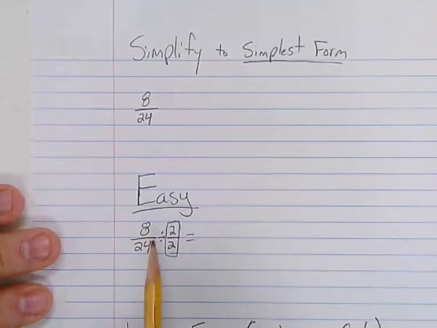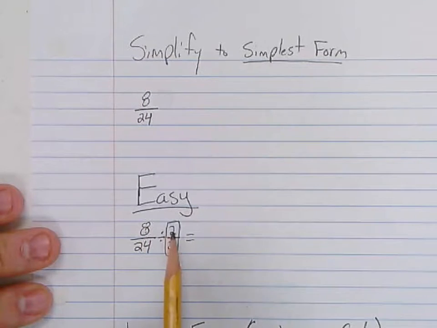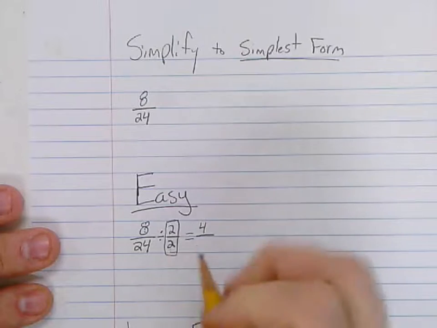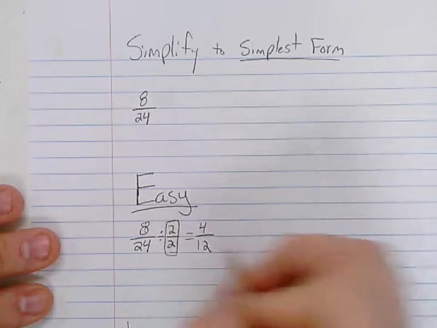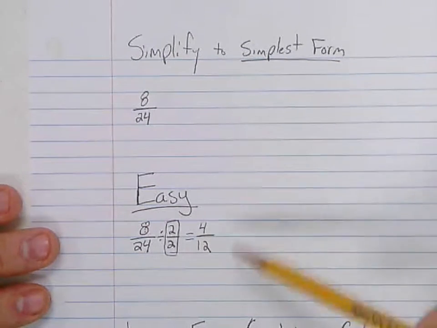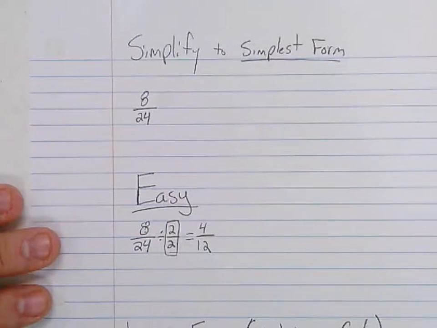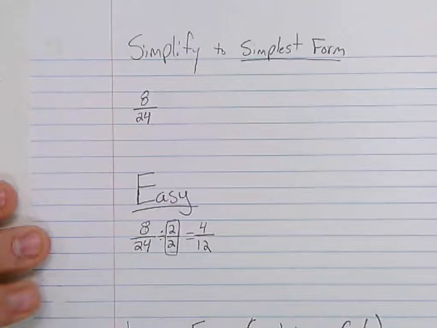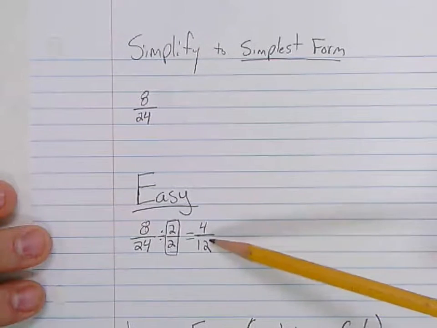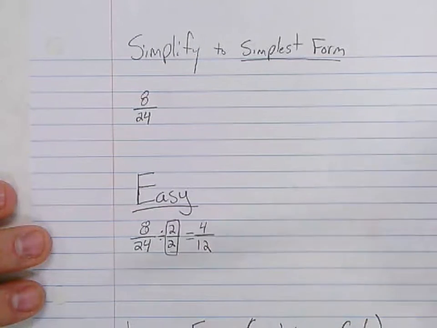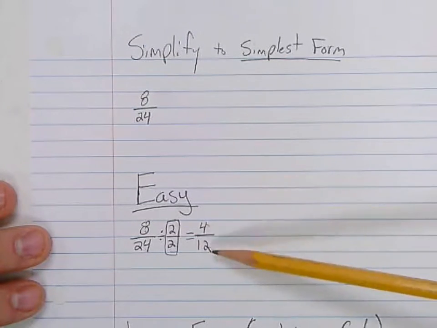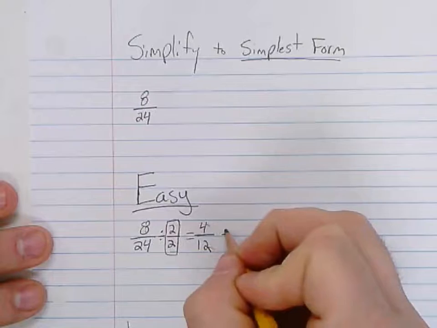So now you just divide straight across. 8 divided by 2 comes out as 4. 24 divided by 2 comes out as 12. I haven't done any challenging math yet. I just knew that I could divide both of them by 2. I am not yet in simplest form because I have to make sure that I can't divide 4 and 12 by anything else. Can I divide 4 by 2? Yes. Can I divide 12 by 2? Yes. So guess what I'm going to do?